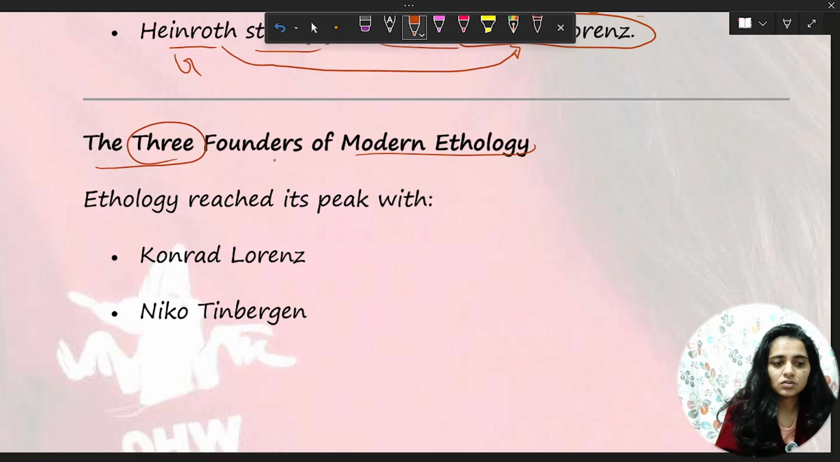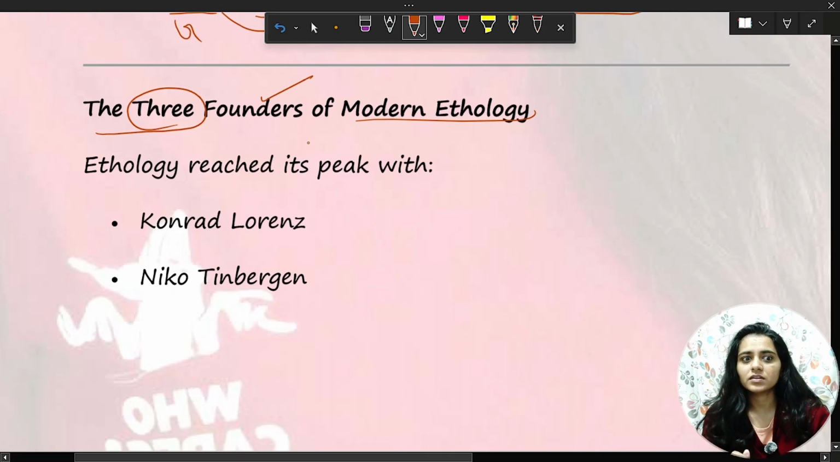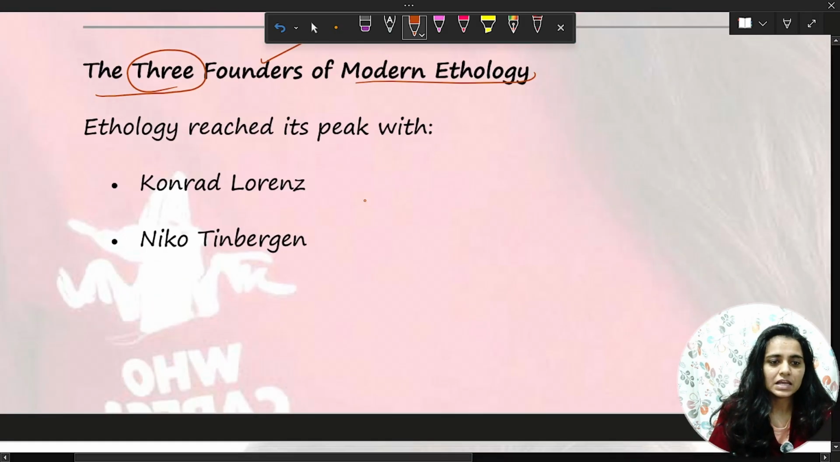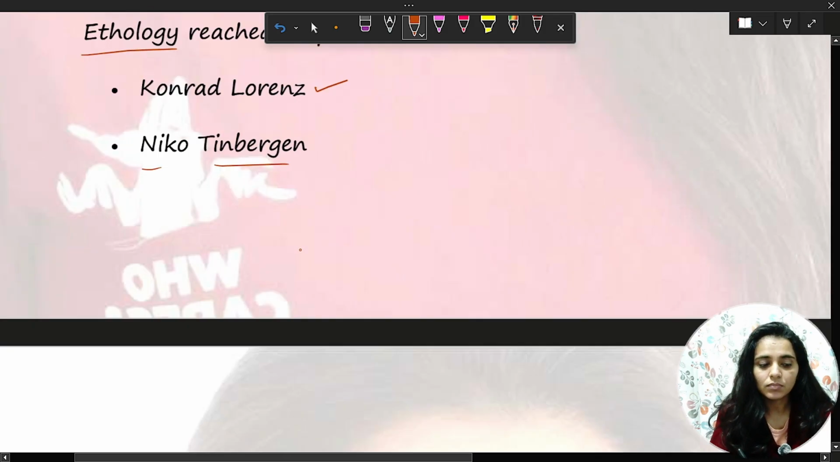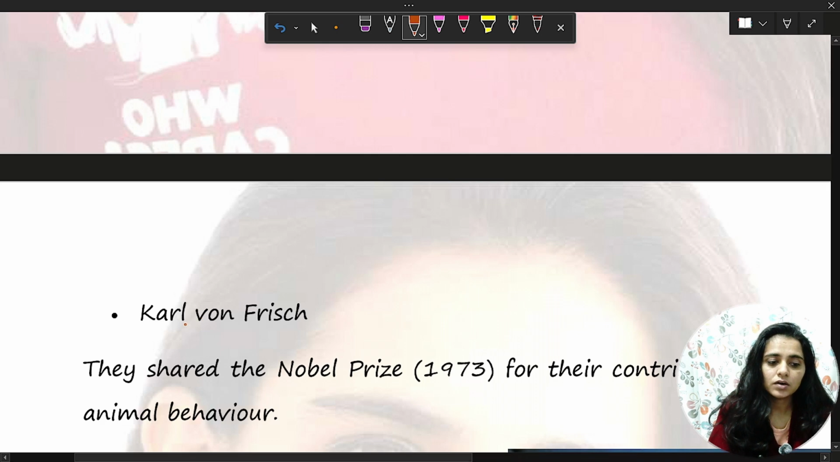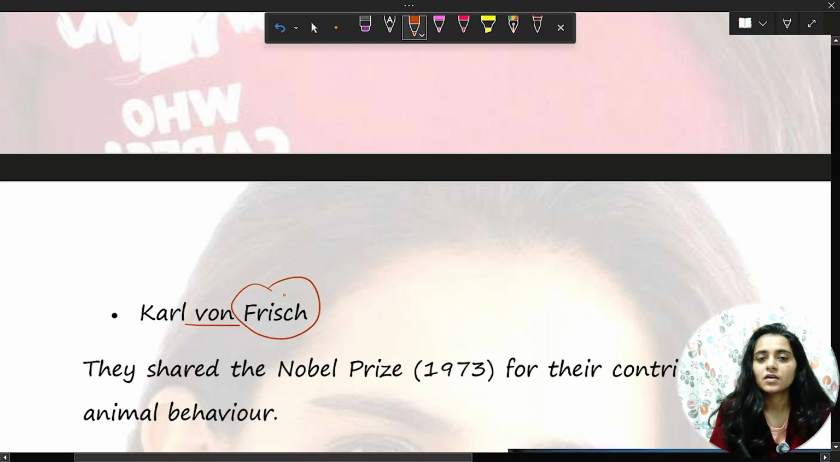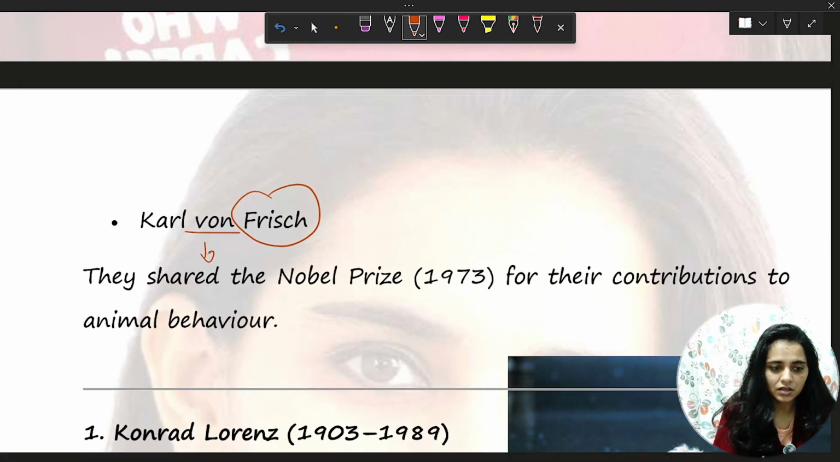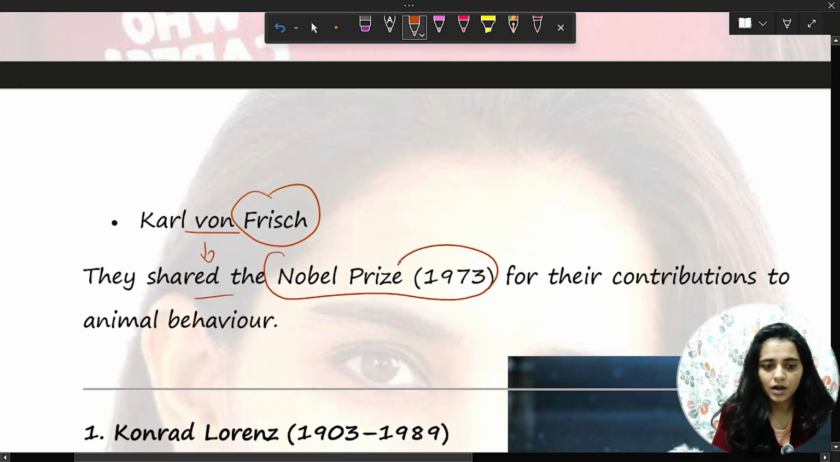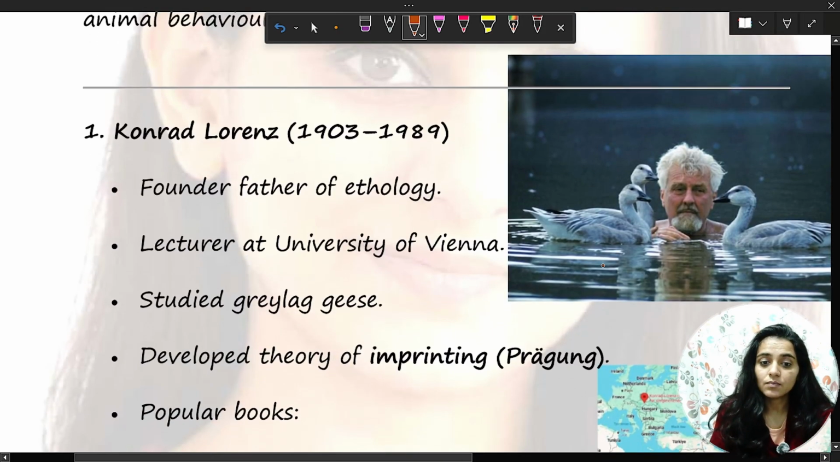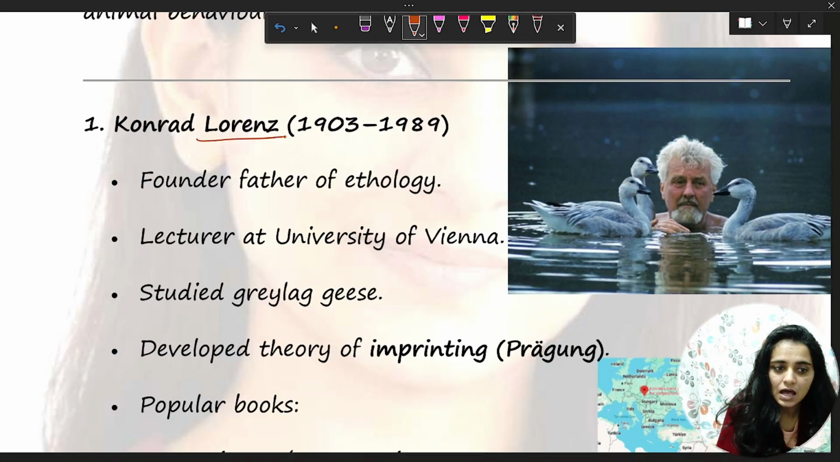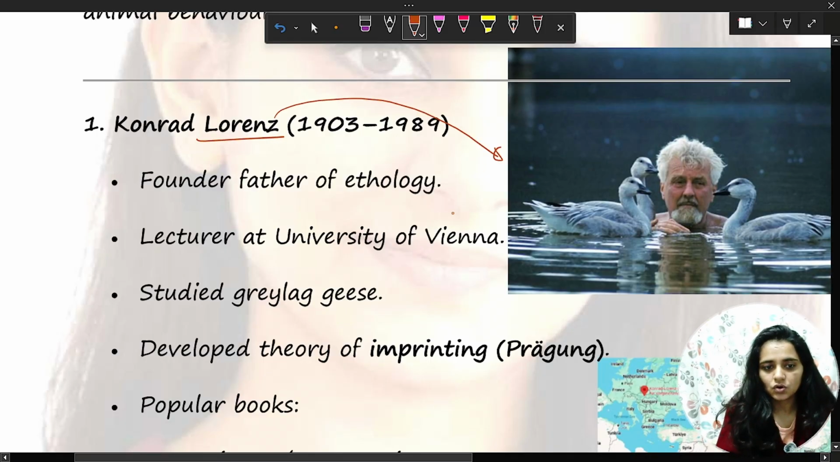Now, three modern ethologists, the founders of modern ethology, the main heroes of ethology, are Konrad Lorenz, Niko Tinbergen, and Karl von Frisch. So Frisch, Lorenz, and Tinbergen. These three shared the Nobel Prize in 1973 for their contribution to animal behavior.